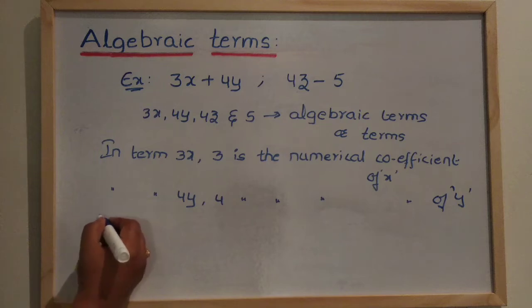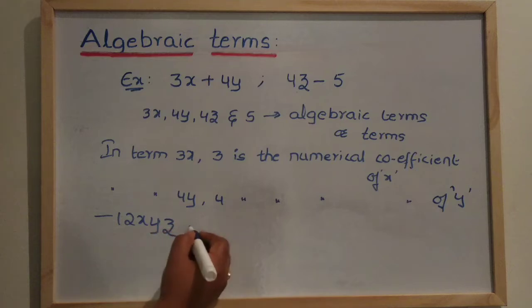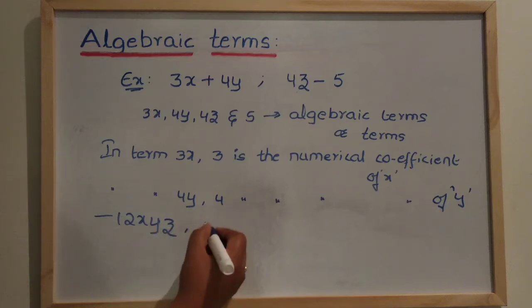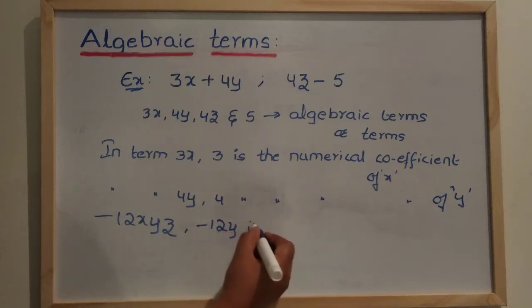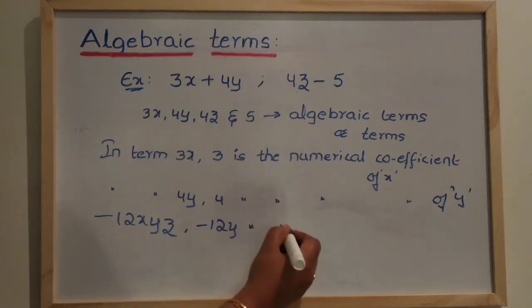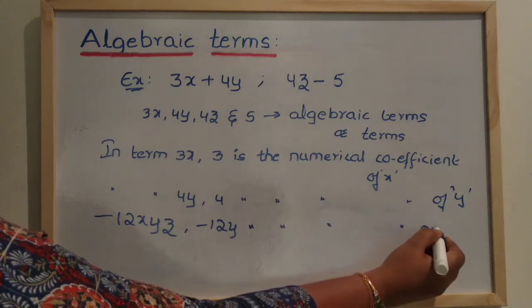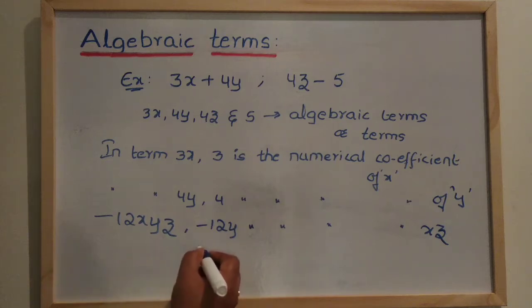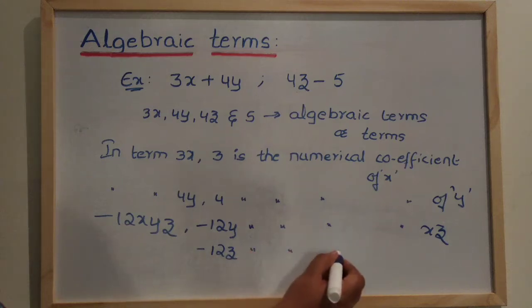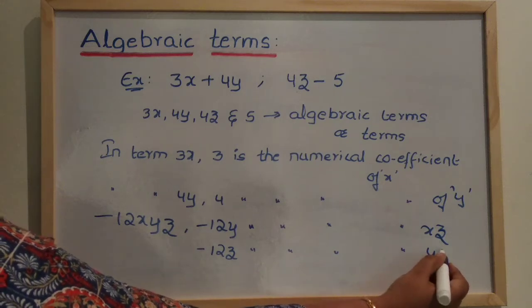Similarly, if we consider the term minus 12xyz, in this term minus 12y is the numerical coefficient of xz. Similarly, minus 12z is the numerical coefficient of yx.